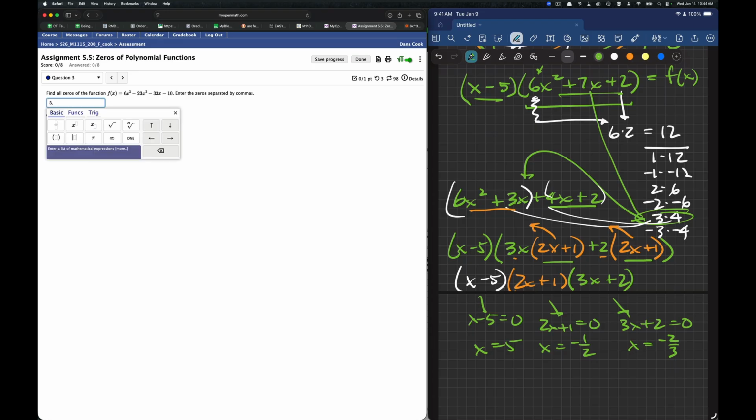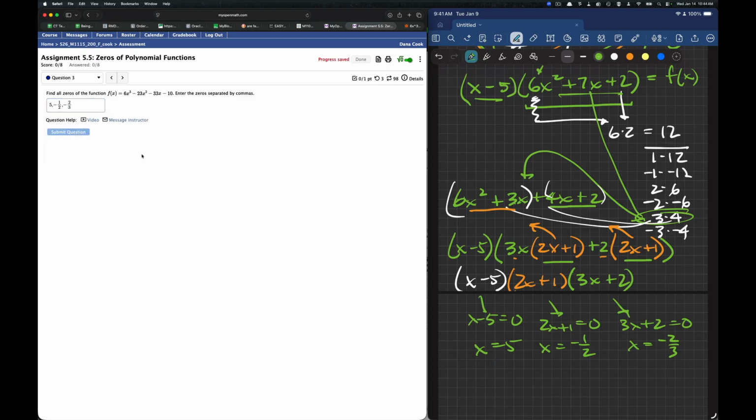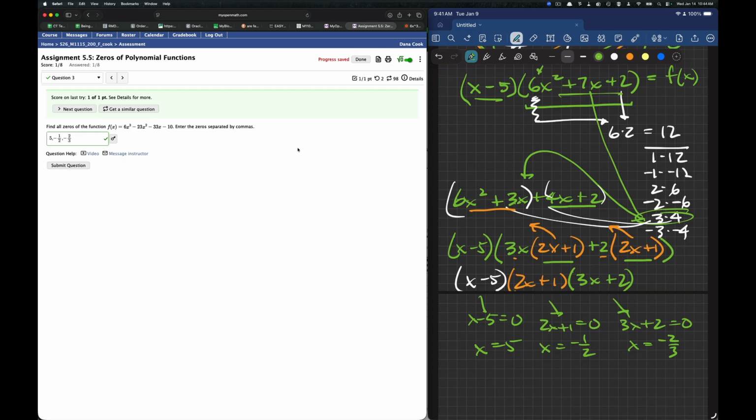5, comma, negative 1 divided by 2, comma, negative 2 divided by 3. Oops, what am I down there for? Because I didn't arrow out. Negative 2 divided by 3. Okay. Good luck.